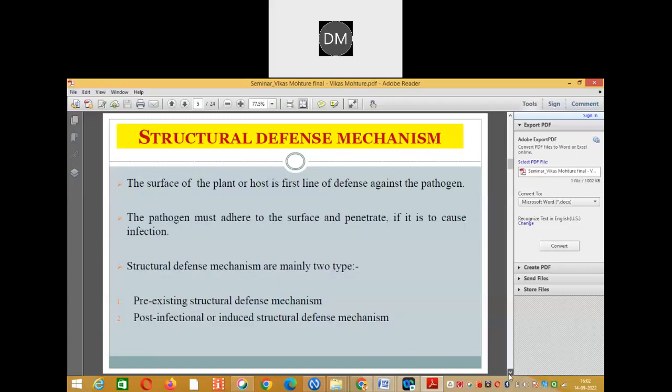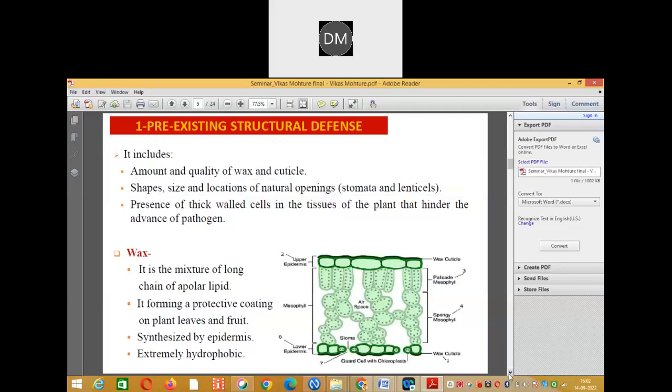The plant itself has certain pre-existing structural defense characters, like the wax and the cuticle, the shape, size and location of natural openings like stomata and lenticels, and the presence of thick-walled tissues that hinder the advance of the pathogen. Wax is a mixture of long-chain apolar lipids, and it forms a protective coating on the plant's leaves and fruit. It is hydrophobic in nature, and it prevents the entry of the pathogen.